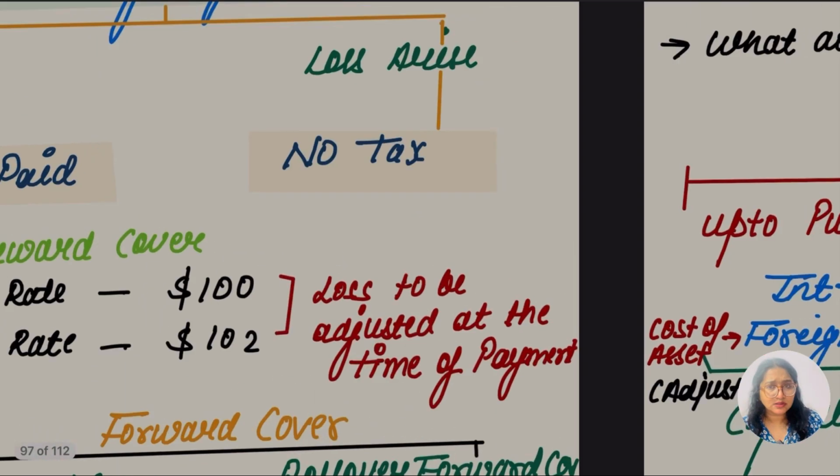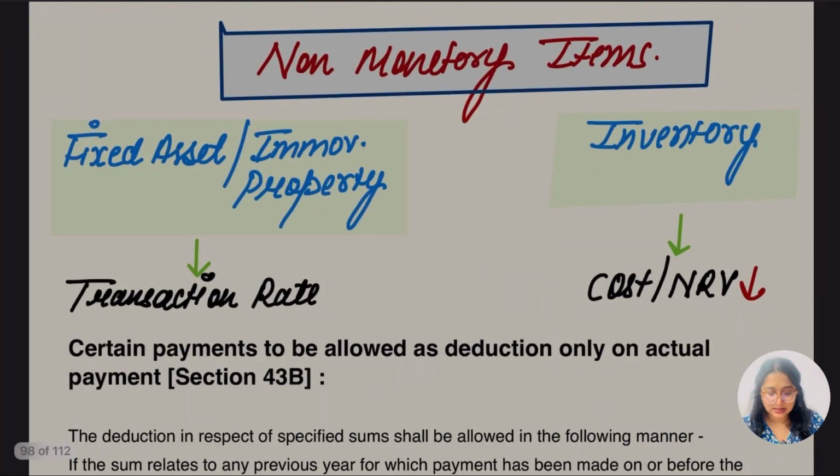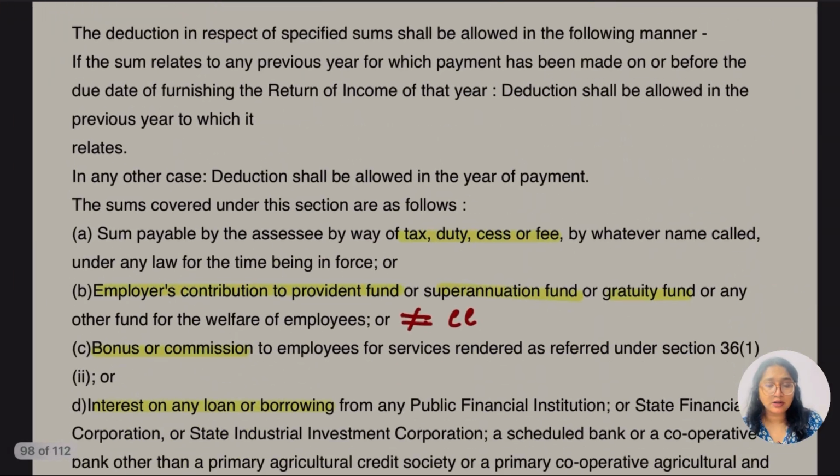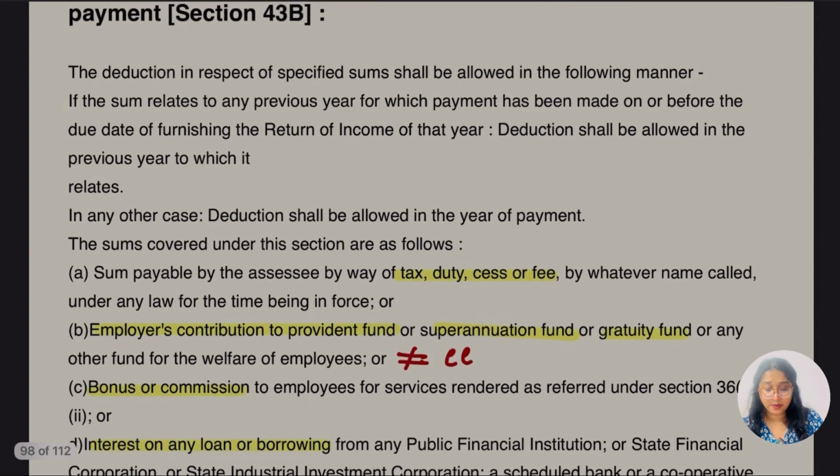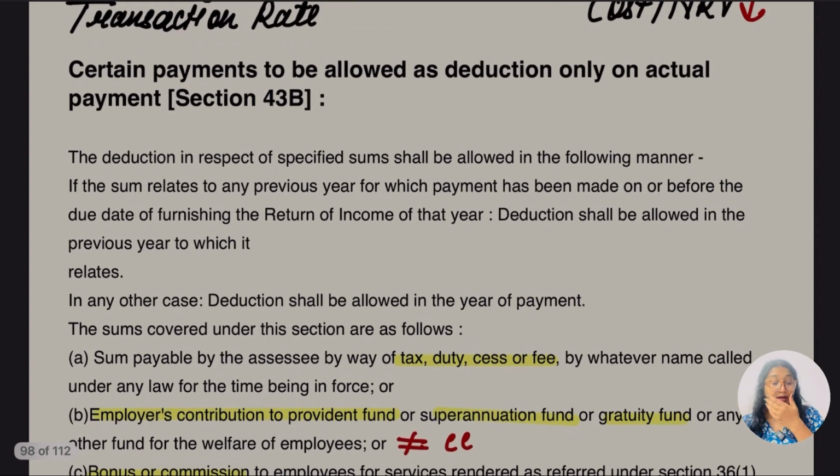So hope so up to this was very clear to you guys, okay. What is going to be the treatment for each and everything. What should happen in the case of forward, okay. At the time of payment what should be the treatment. Okay, now let's go for section 43B. These are certain payments to be allowed as deduction only on actual payment basis.